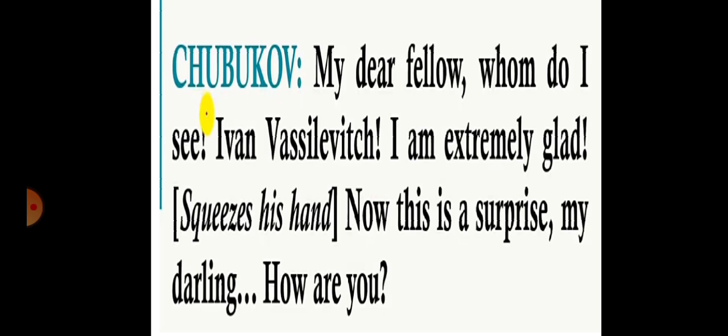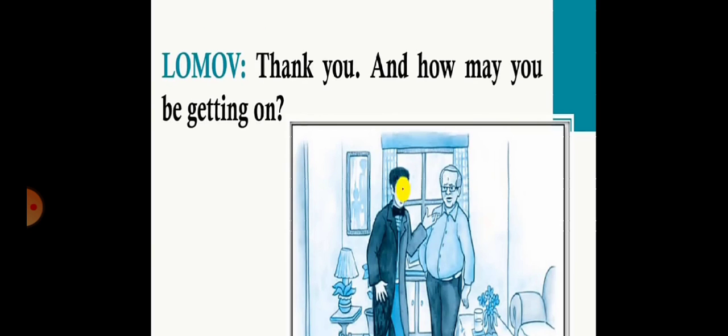Chubukov: My dear fellow, whom do I see? Ivan Vasilevich! I am extremely glad. Squeezes his hand. Now this is a surprise, my darling! How are you? So Chubukov is really shocked after seeing Lomov in his house at such a time, after a long period of time. He is totally surprised, and he is saying that I am extremely glad to see you, and what a pleasant surprise you have given me. How are you? he is asking.